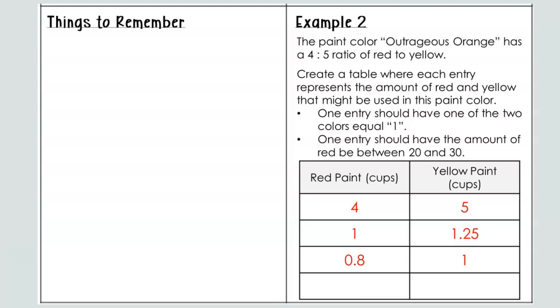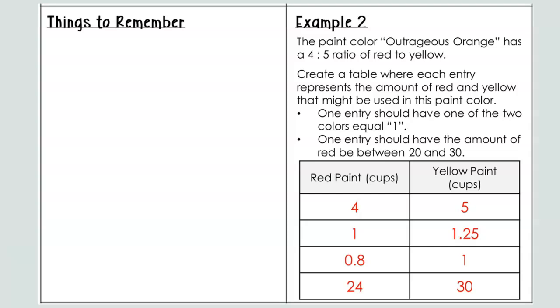Now we want red to be somewhere between 20 and 30. Since red is a 4, I'm going to use a multiple of 4 and give 24 as red. That is a times 6, so 5 times 6, 30. I want to keep it an easy number.